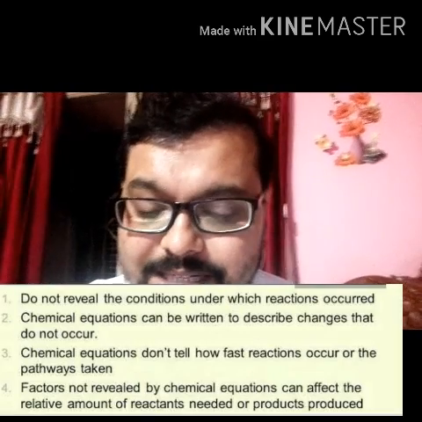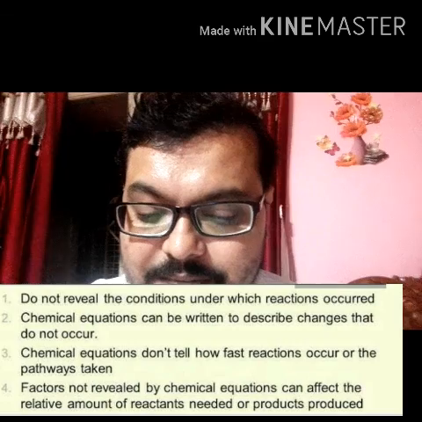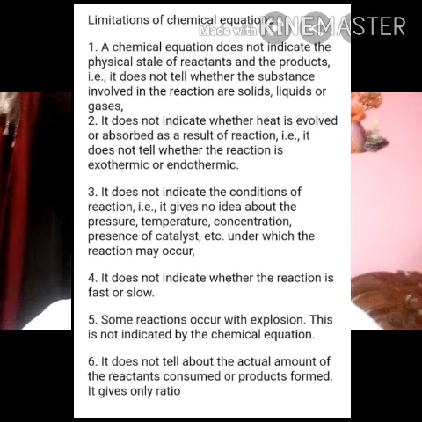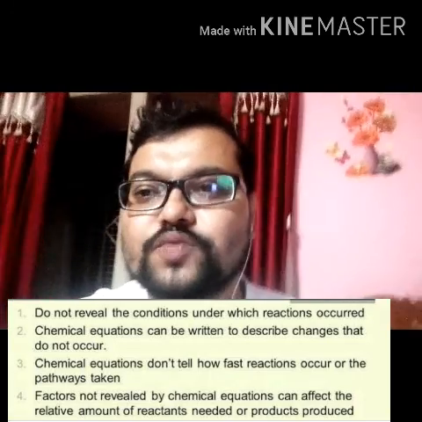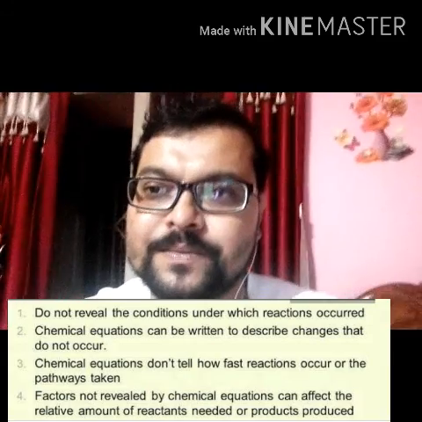It is mentioned separately. And the reversibility of some reactions can be mentioned with a double arrow. So these are the different limitations of the chemical equation. Today up to that, next we will start with another topic.